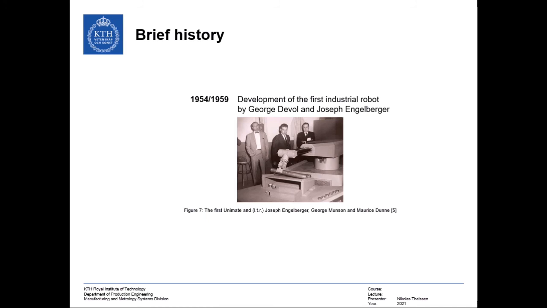A short history of industrial robotics. Figure 7 shows the first ever developed industrial robot, the Unimate, which was developed from 1954 to 1959 by George Devol and Joseph Engelberger. It weighed 2 tons and it was controlled by a program on a magnetic drum. It used hydraulic actuators and it was programmed in joint coordinates. That is, the angles of the various joints were stored during a teaching phase and replayed in operation.